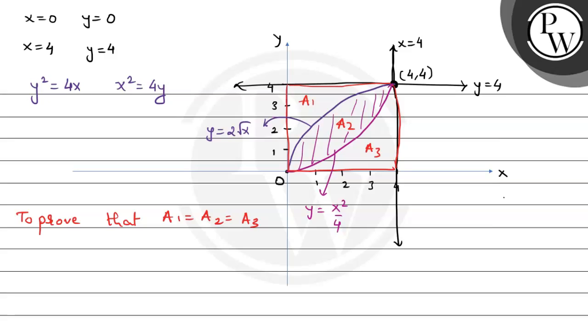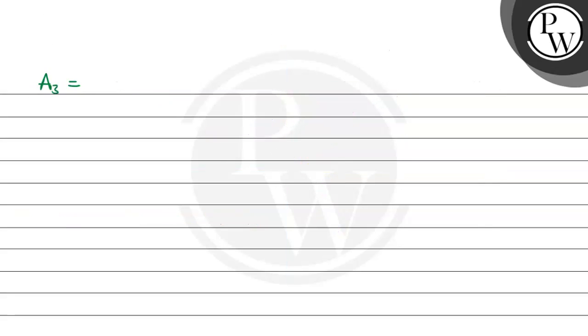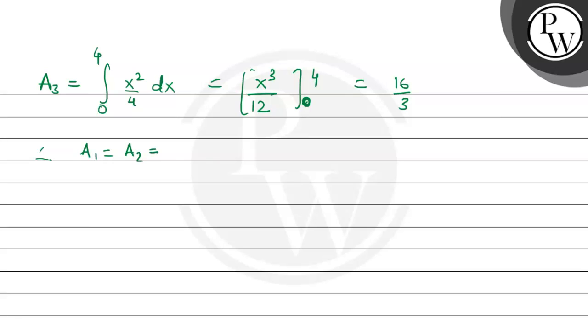अब A3 निकाल लेंगे. A3 will be equal to, now if you look at the graph, A3 is the region under the curve y equals x squared by 4, right. So A3 equals the integral from 0 to 4 of x squared by 4 dx. तो integration आ जाएगी x cubed by 12, limits 0 to 4. Applying the upper limit, we get 64/12, that is 16/3, minus the lower limit, which is 0. सो A3 की वैल्यू भी आ गई 16/3. So therefore A1 is equal to A2 is equal to A3 equal to 16/3 square units.